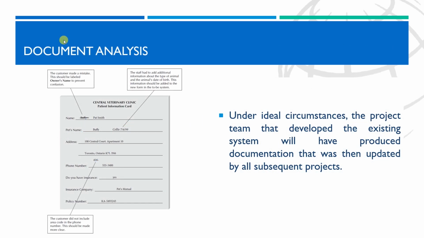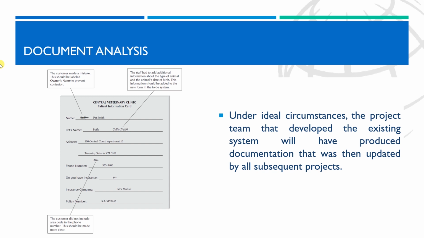The next technique is document analysis. Project teams often use document analysis to understand the AS-IS system. Under ideal circumstances, the project team that developed the existing system will have produced documentation that has then been updated by all subsequent projects. In this case, the project team can start by reviewing the documentation and examining the system itself.